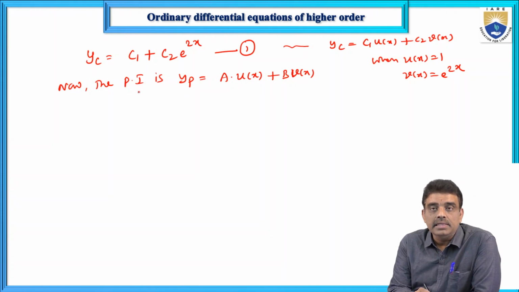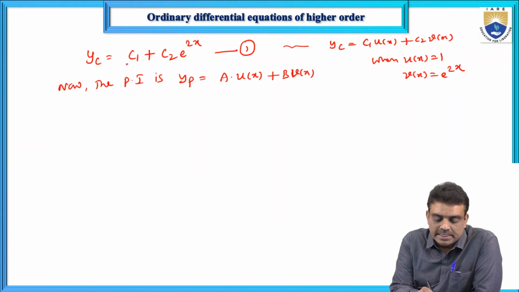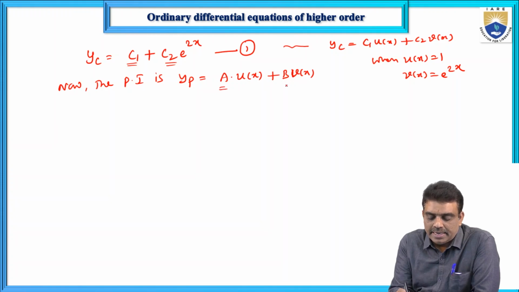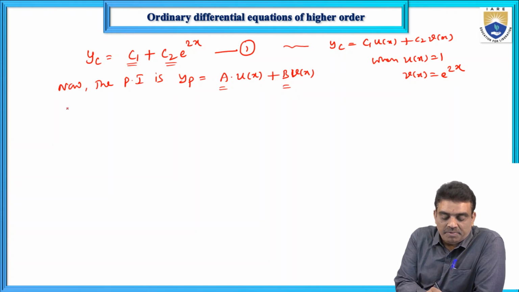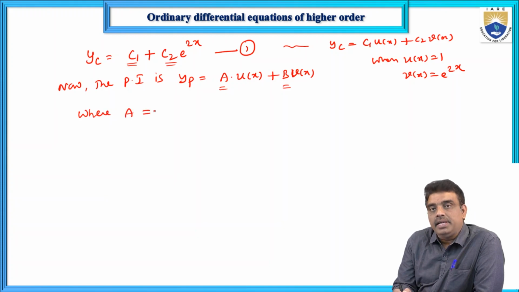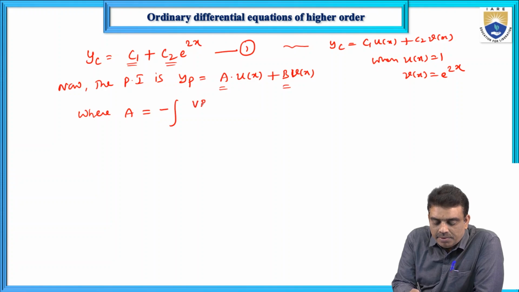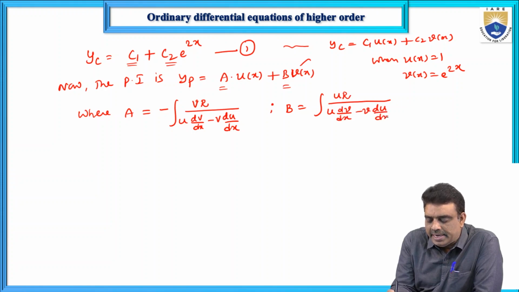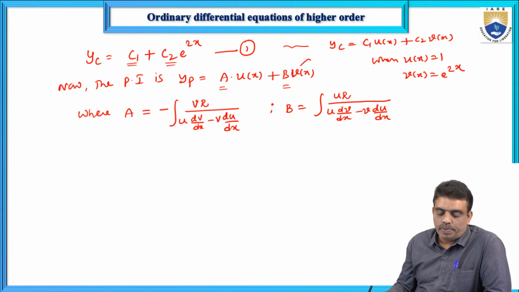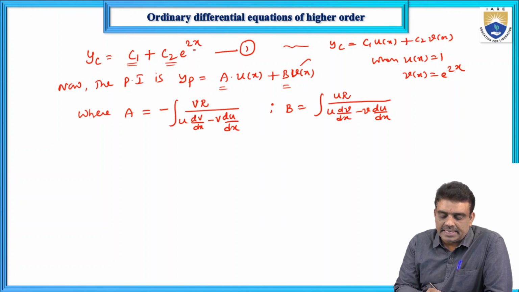Now, I am writing the particular integral by changing the parameters c1 and c2, and I am writing new parameters capital A and capital B. The particular integral will be obtained as A into u of x plus B into v of x, where A and B can be determined by the formula: A is equal to minus integral v r by u dv by dx minus v du by dx, and B is equal to integral u r by u dv by dx minus v du by dx. So, I am writing new parameters A and B, and u of x, v of x are the same, where u of x is 1 and v of x is equal to e power 2x.